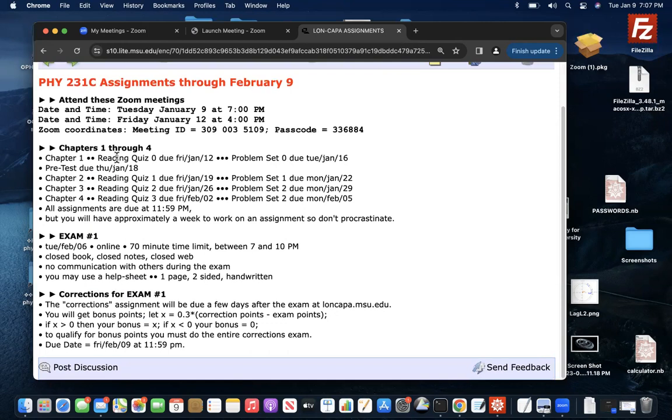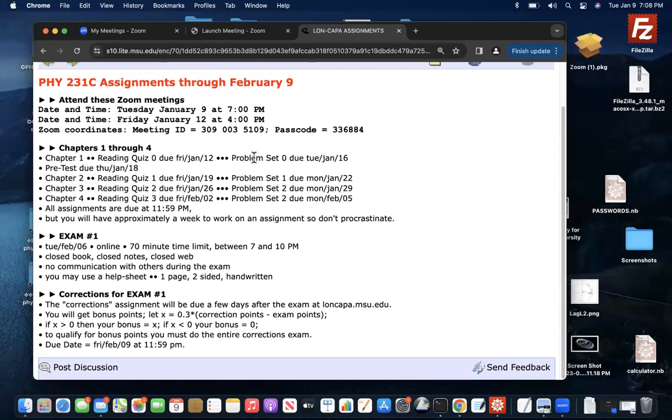Each chapter has a reading quiz, which is a homework assignment. You do it at home. And it has a problem set, which is another homework assignment. The reading quiz is short. The reading quiz is supposed to take about half an hour, but do it after you've read the chapter. Then it'll only take about half an hour.